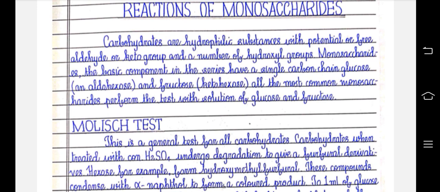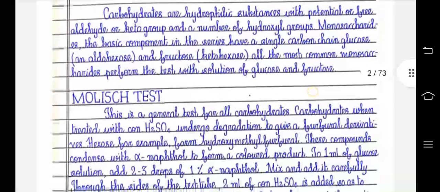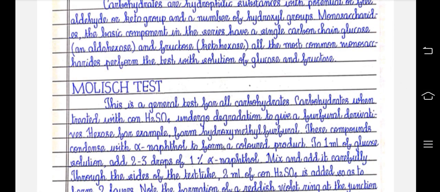Reactions of monosaccharides. Carbohydrates are hydrophilic substances with potential or free aldehyde or keto group and a number of hydroxyl groups. Monosaccharides, the basic components in the series, have a single carbon chain, glucose being an aldohexose and fructose a ketohexose, and both are the most common monosaccharides. Perform the test with solution of glucose and fructose.